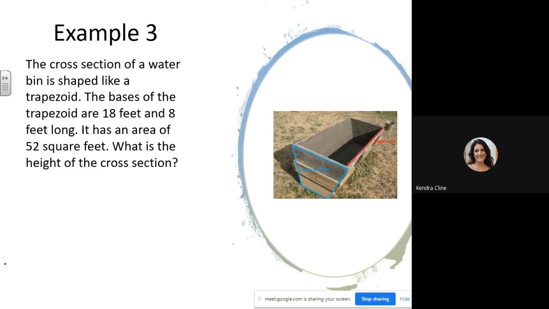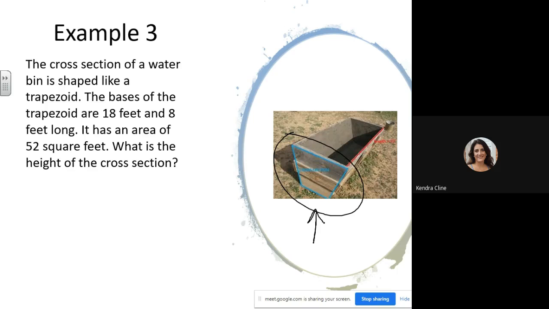It says the cross section of a water bin is shaped like a trapezoid. Now, that might be hard for you to understand what that is. That would be this right here, okay? And that's a trapezoid. The bases of the trapezoid are 18 feet and 8 feet long. It has an area, again, we know the area this time, of 52 square feet. What is the height of the cross section?